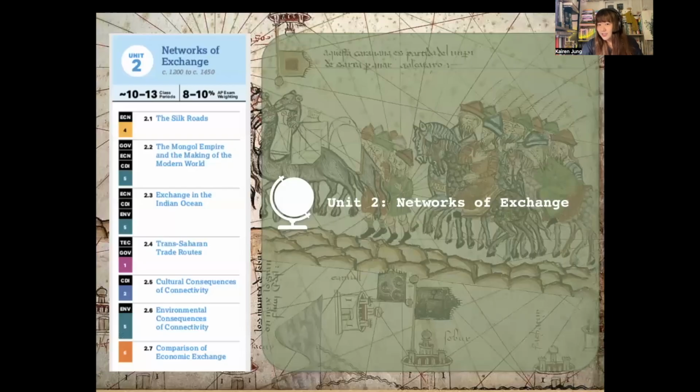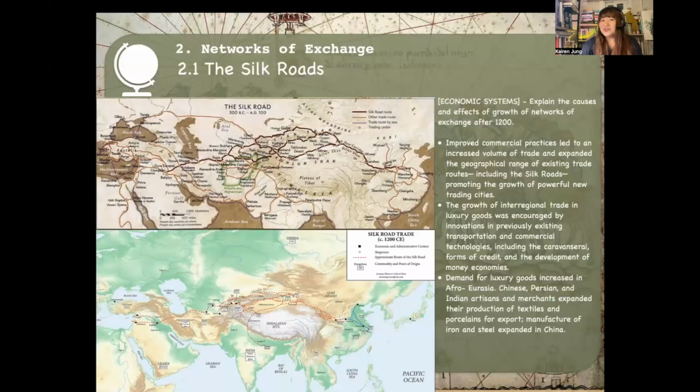Now we move on to Unit 2, Networks of Exchange. When we're looking at networks of exchange, we're looking at the Silk Roads, the Indian Ocean trade, and the Trans-Saharan trade primarily. When you're looking at Unit 2, we're looking at economic systems first and foremost, right? You have to explain the causes and the effects of the growth of these mainly three networks of exchange after 1200.